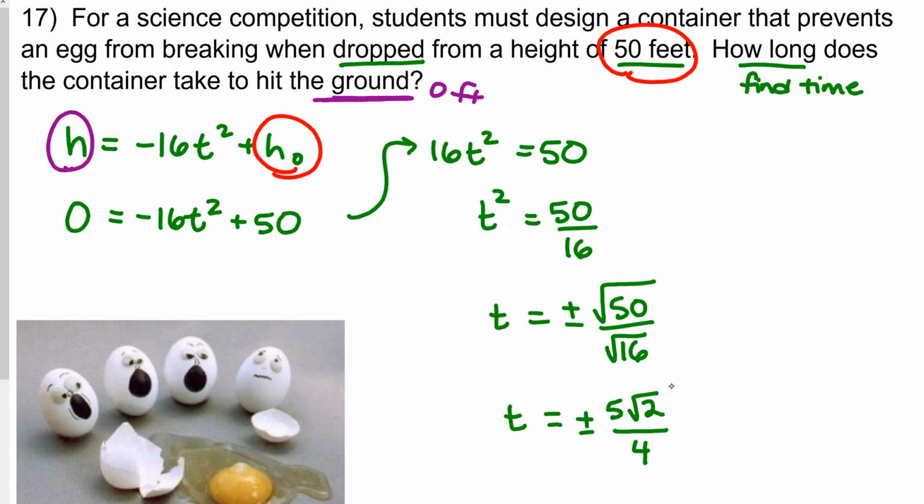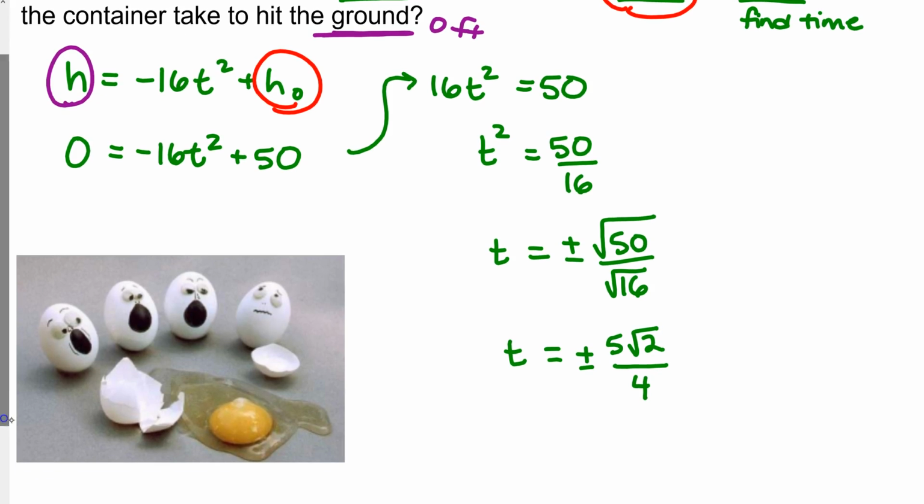But in the context of the situation, we're not going to have a negative time. So eliminate the negative time. That's extraneous in the context of the problem we're doing. And this is a good time to find an approximate answer, because we don't normally say, oh, it took me 5 square root 2 over 4 seconds to do this particular thing. We would normally put it in terms of just numbers. So if I put that in my calculator, we get approximately 1.8 seconds.